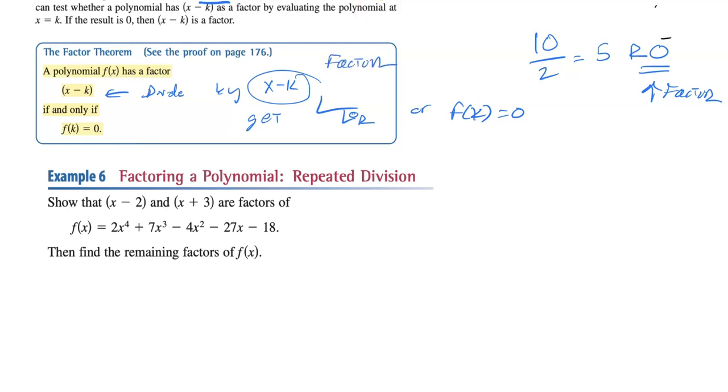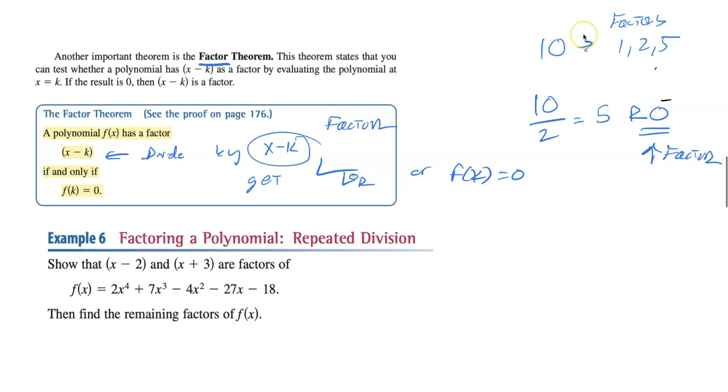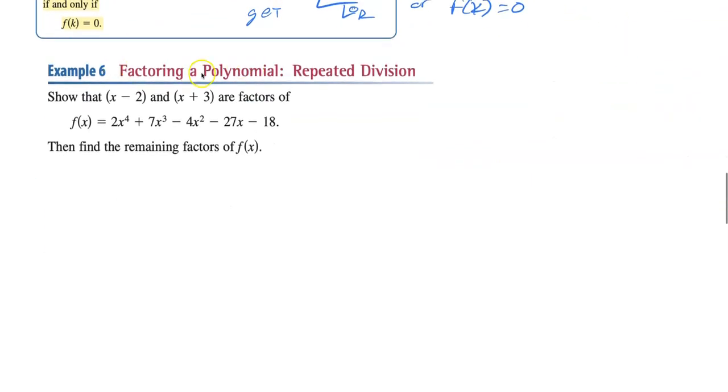So that's what it is, just like when you divide normally. A factor is when you divide and you get a remainder of 0. That's all it is. So here, show that x minus 2 and x plus 3 are factors of this, and then find the remaining factors.